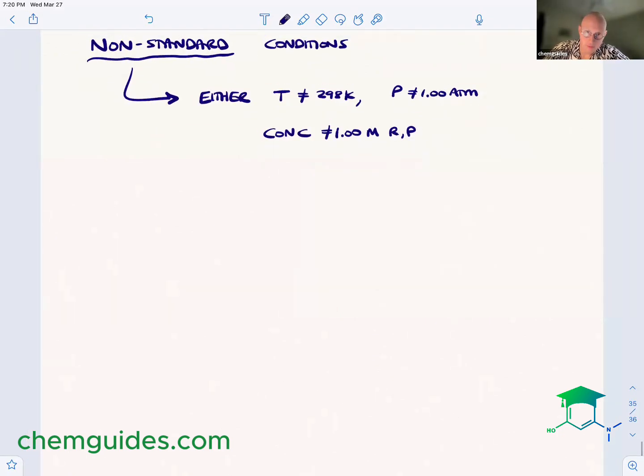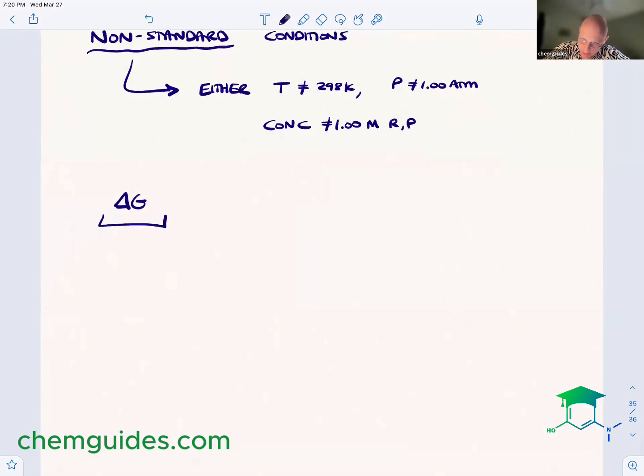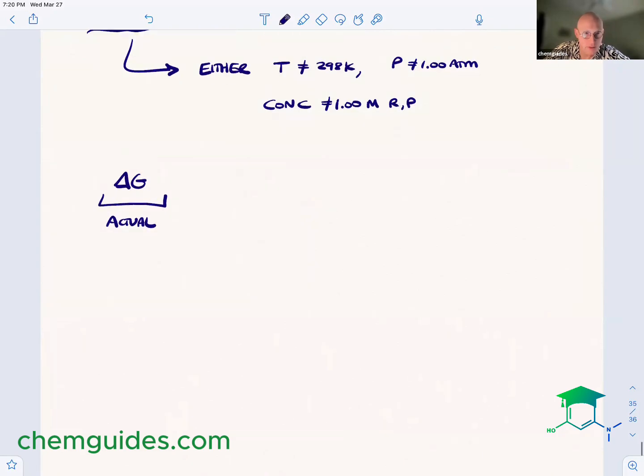So now what we have to calculate is delta G without the degree symbol. Okay, this is what I call the actual delta G. It takes into account everything. It's all knowing in terms of what reactants and products are present and what reaction is happening.